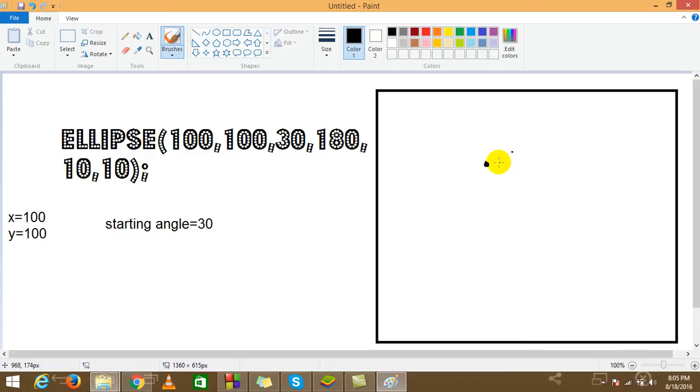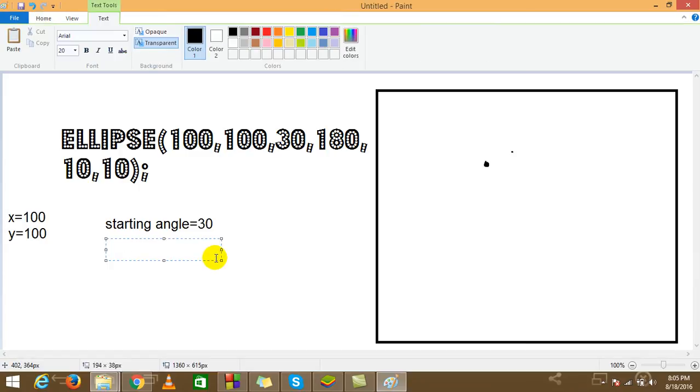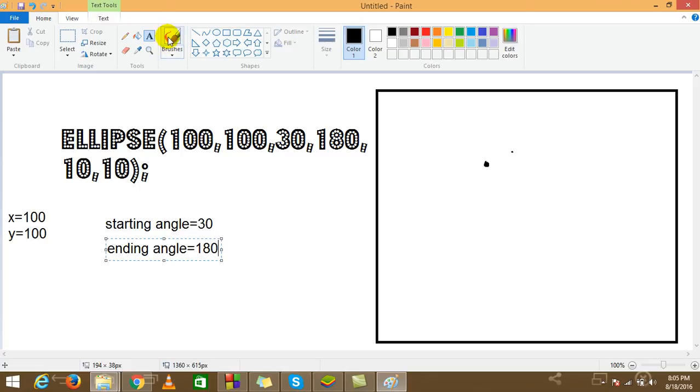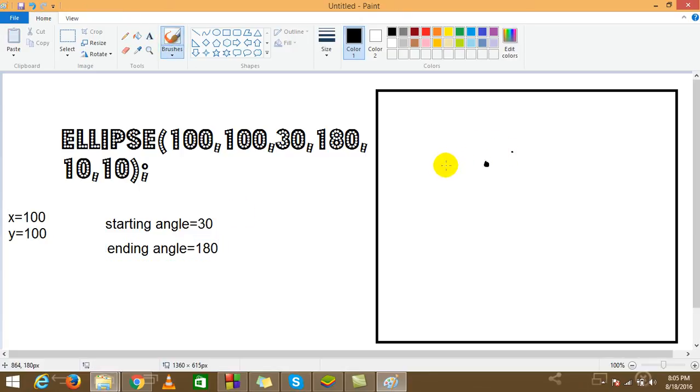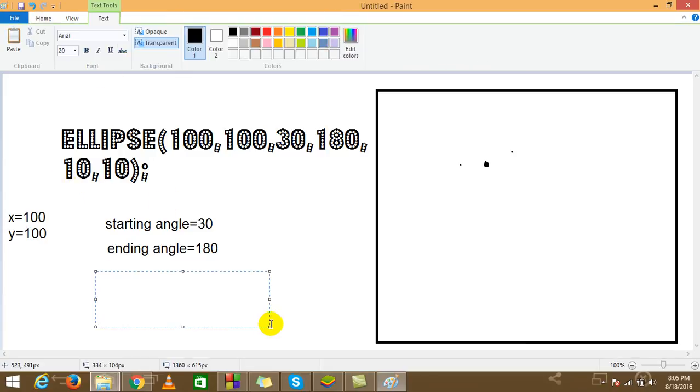This is our starting angle, and for the ending angle here we have given 180 degrees. That 180 degrees is known as the ending angle. So that's our ending angle, which will come around here somewhere. So these are our points, starting angle and ending angle, and it has two more arguments. What are those two more arguments? They are the radius in the x axis and the radius in the y axis.